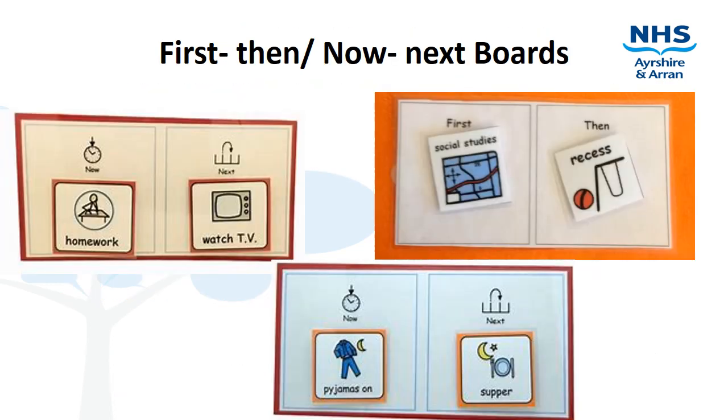These are some examples of now and next or first then boards. So now homework, next watch TV. First social stories, then recess. They can obviously be used at home as well, so you have that consistency. Now pyjamas on, next supper.